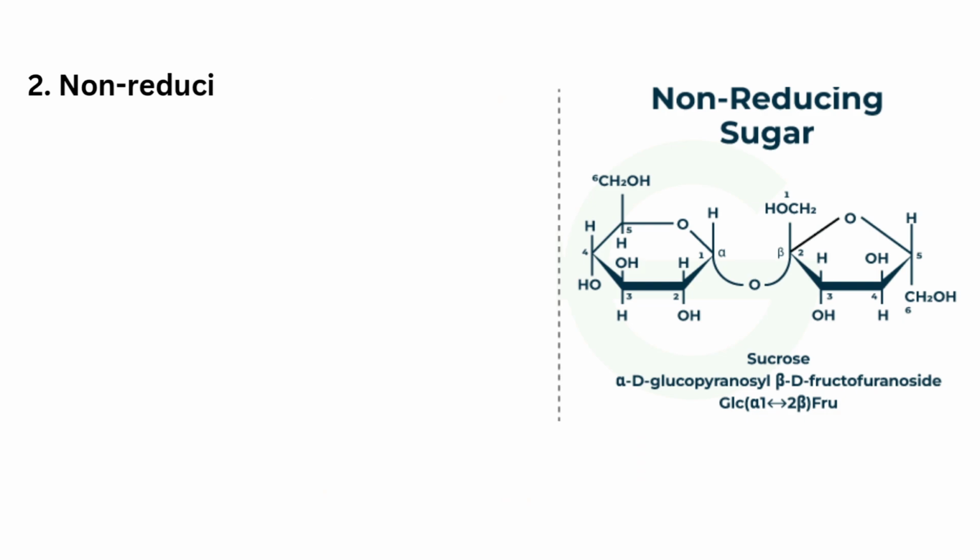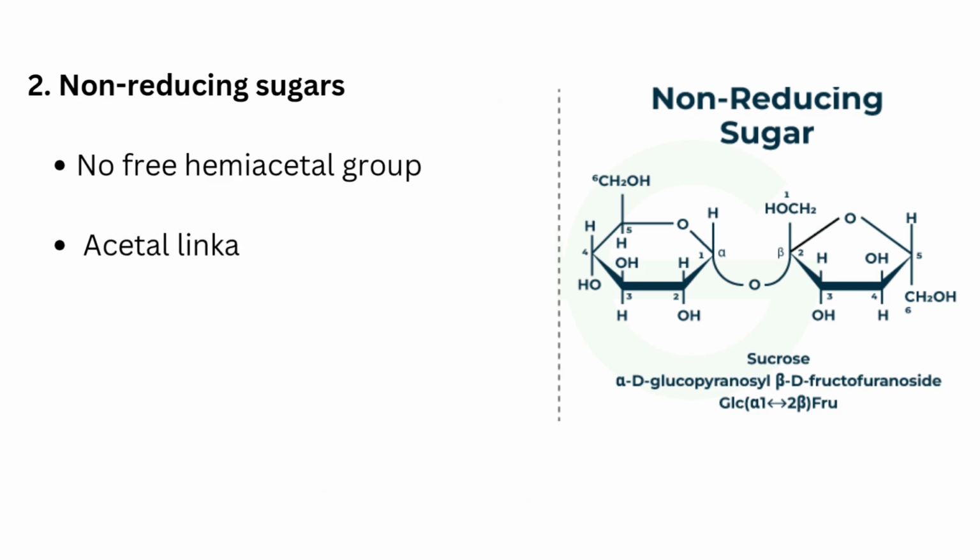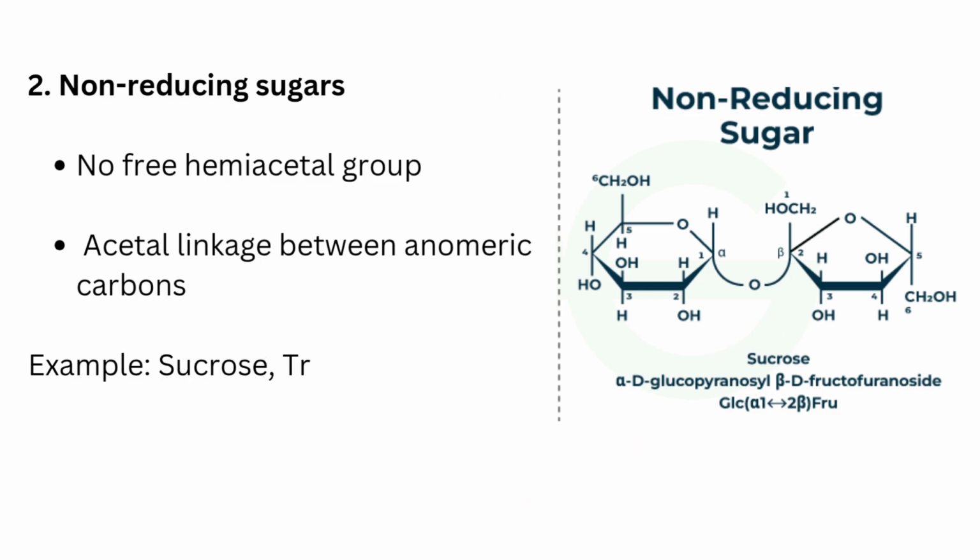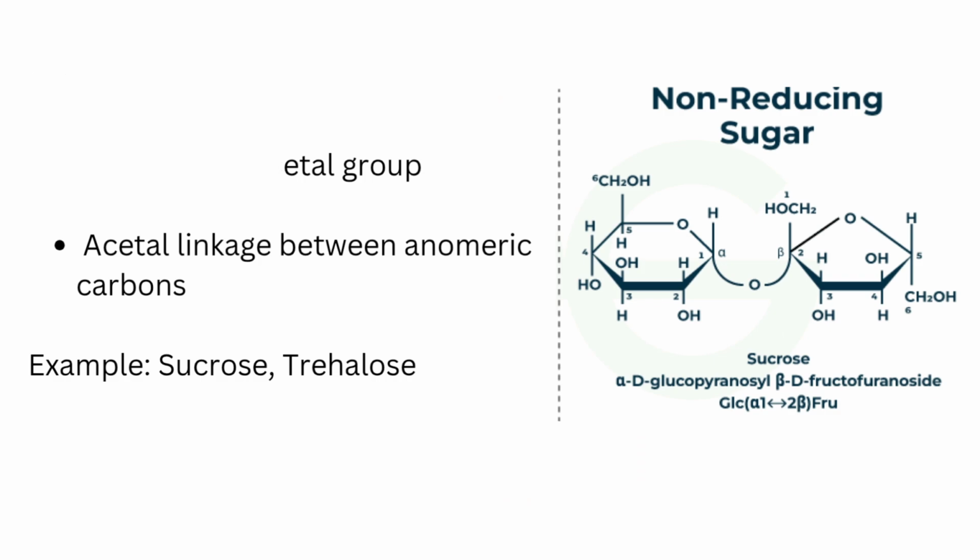In contrast, non-reducing sugars do not possess a free hemiacetal group. This is because the glycosidic bond is formed between the anomeric carbons of both monosaccharides, resulting in an acetal linkage. Hence, no free hemiacetal group is available. These sugars cannot act as reducing agents.